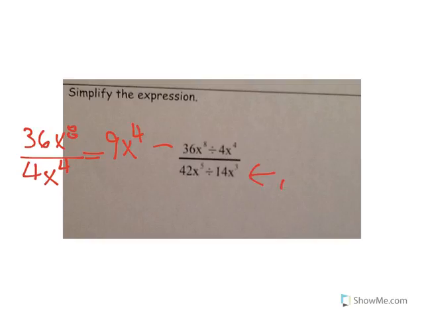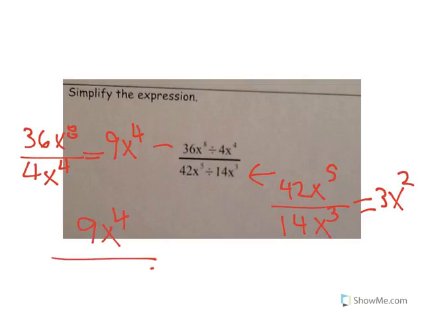So it's going to be 42 x to the 5th power divided by 14 x to the 3rd power. So that's going to end up being, well, 14 goes into 42 3 times. Then we just do the subtraction, x to the 2nd power. So you end up with 9x to the 4th power divided by 3x to the 2nd power. So that's going to end up being 3x to the 2nd power.